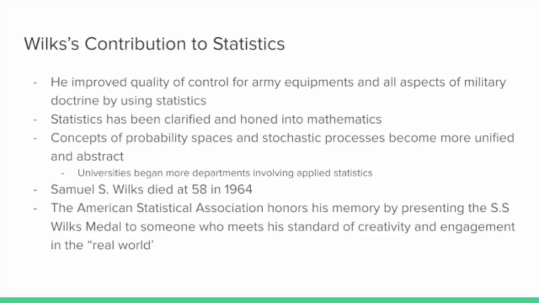Wilkes helped American and European universities realize that statistics is important, making them develop separate statistics departments such as the Department of Biostatistics, Department of Epidemiology, and Department of Applied Statistics. Samuel S. Wilkes died at 58 in 1964 and played a major role in the development of statistics. The American Statistical Association honors his memory by presenting the S. Wilkes Medal to someone who meets his standard of creativity and engagement in the real world.